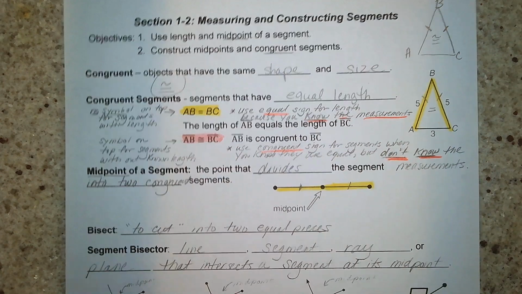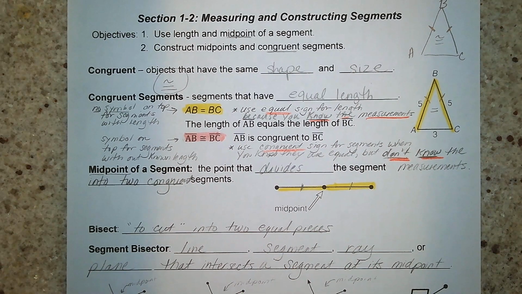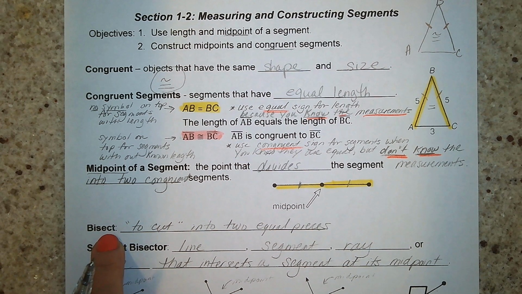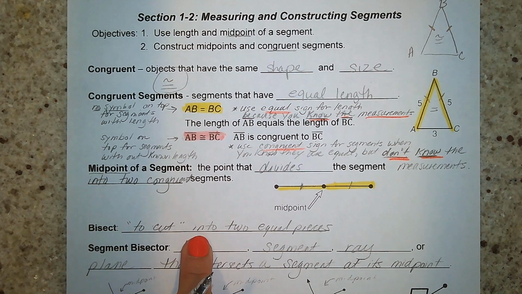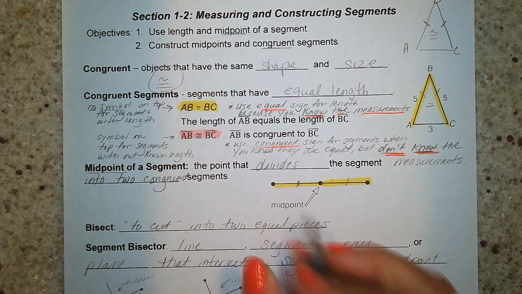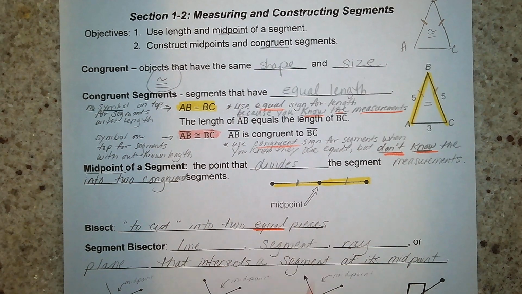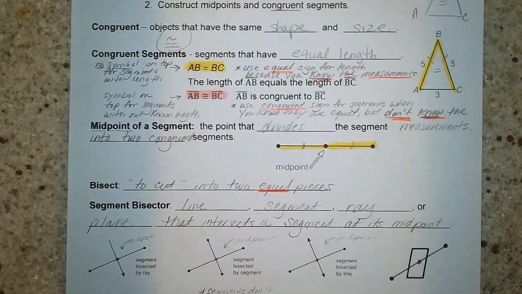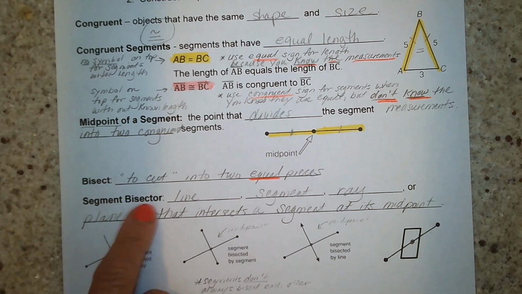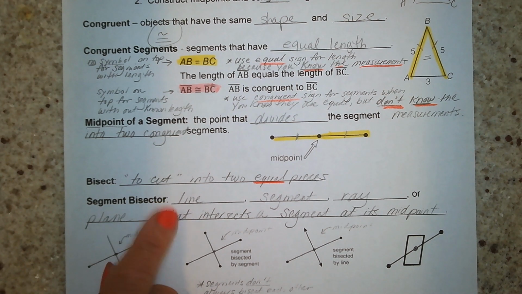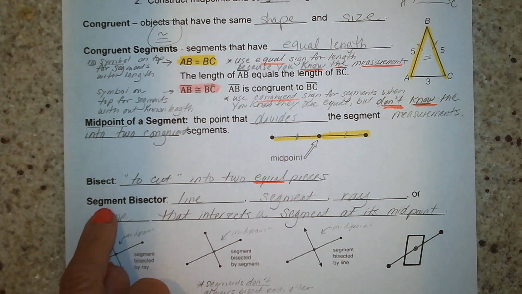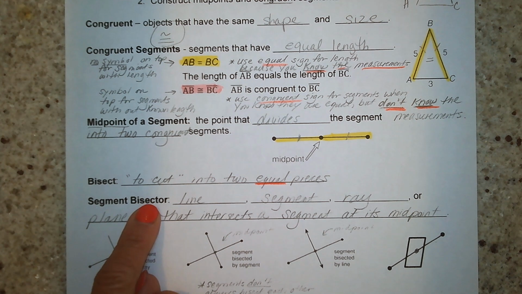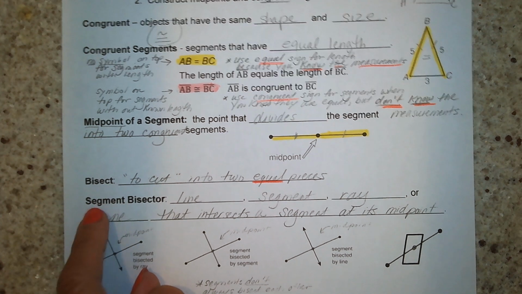So it's a point. Now let's talk about the word bisect. Bisect stands for two, sect is to cut, so it means to cut into two. To cut into two equal pieces there. Key word being equal. It's cutting something into two equal pieces. All right, we're going to talk about a segment bisector. A segment bisector is going to be something that comes along and cuts a segment in half. It's going to cut the segment into two equal pieces.